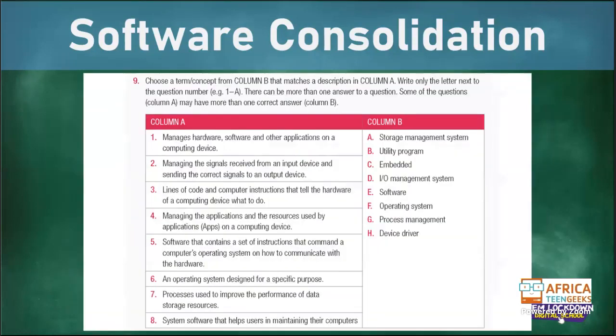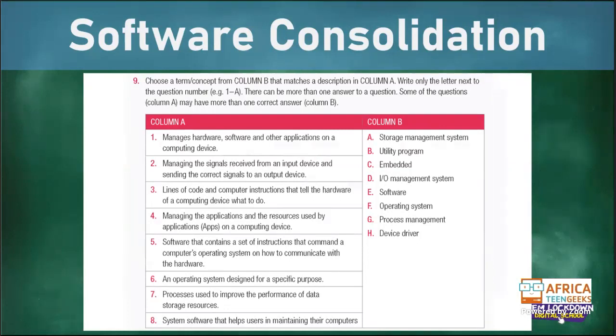Right. Then number 9, this one, we just match. So we are matching column A and B. Let's start with number 1, and then you just type in the correct letter there. So manages hardware, software, and other applications on a computing device. What is it? A to H. So storage management, utility program. Let's just put in the answer and then we see what's correct.